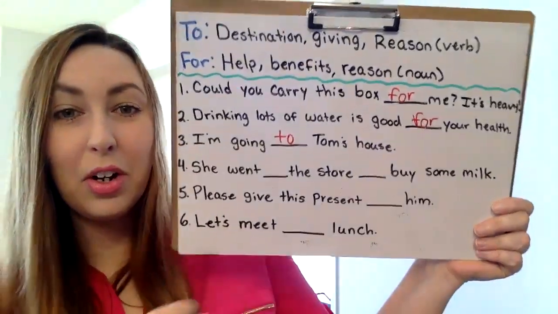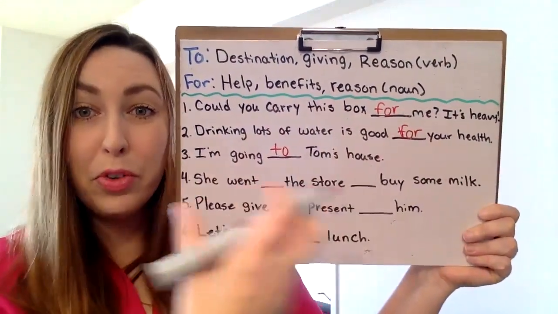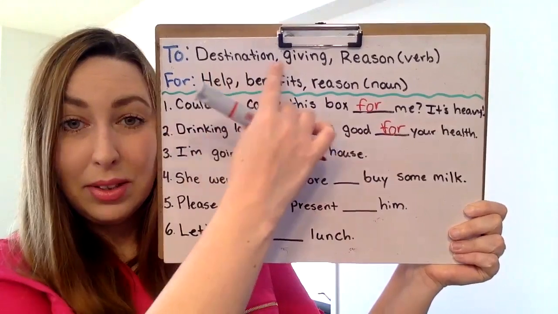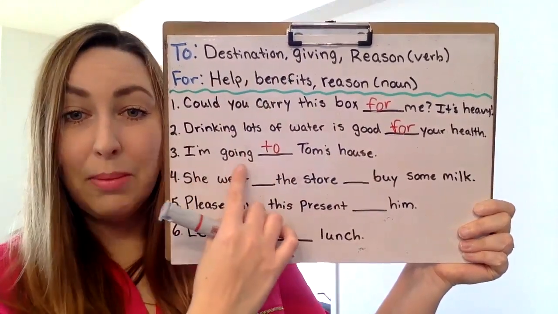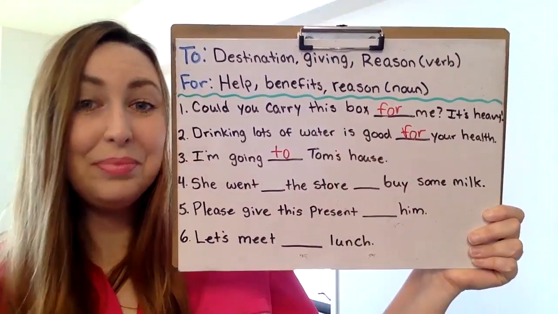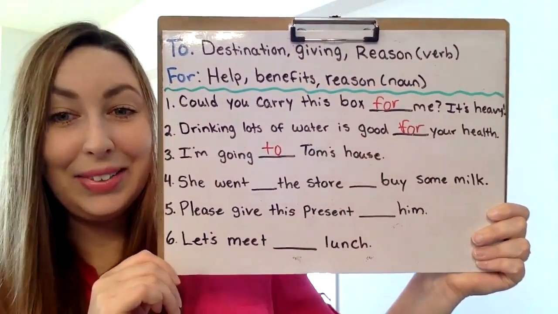So we are going somewhere. We are moving. So we have a destination, Tom's house. So we're going to use to. I'm going to Tom's house. Okay? Very good. All right.